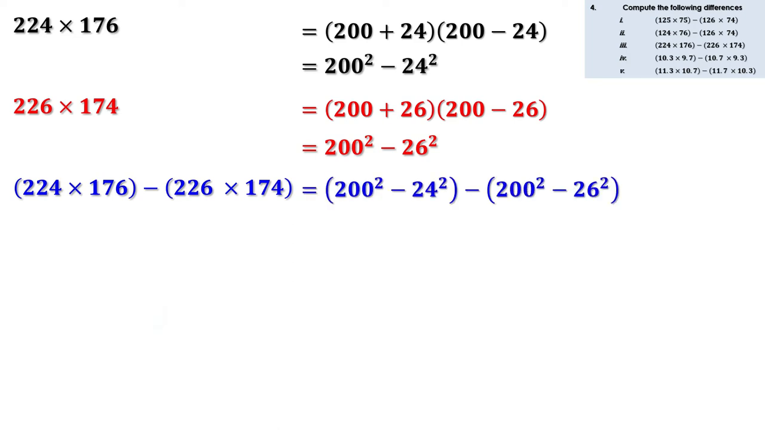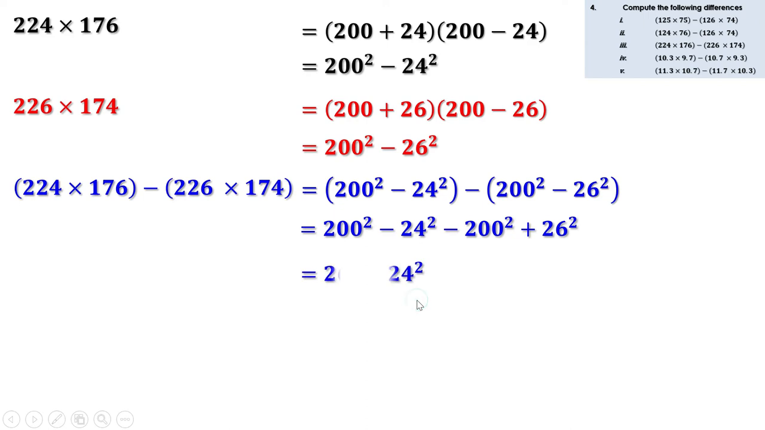Now let us find the difference, that is 224 into 176 minus 226 into 174, that is equal to 200 square minus 24 square minus 200 square minus 26 square. Removing the bracket, we can write 200 square minus 24 square minus 200 square plus 26 square. 200 square minus 200 square is 0, and this can be written as 26 square minus 24 square.